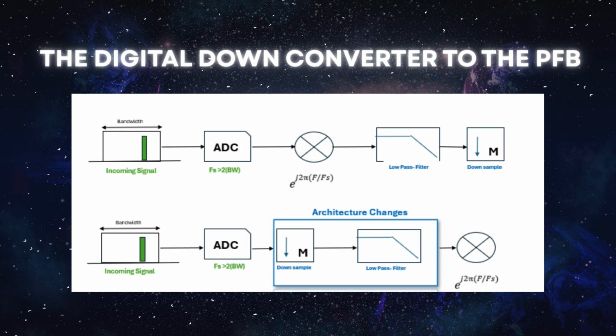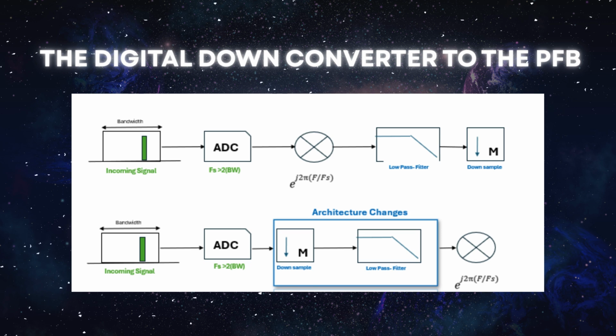However, this process only extracts a single frequency tone. Our instruments don't observe just one frequency, they observe an entire bandwidth containing many tones. For example, if there are hundreds or thousands of tones within that bandwidth, we would need as many DDCs, hundreds or thousands of DDCs running simultaneously to extract each of those tones. This approach quickly becomes inefficient and exhausts FPGA resources.